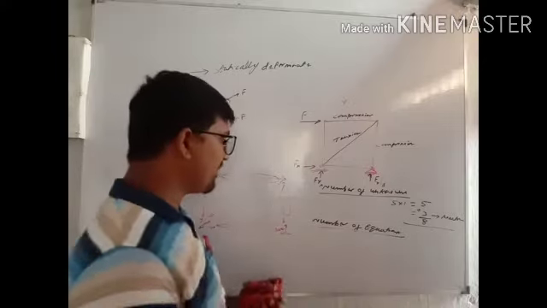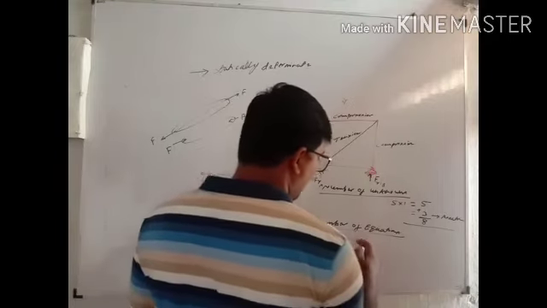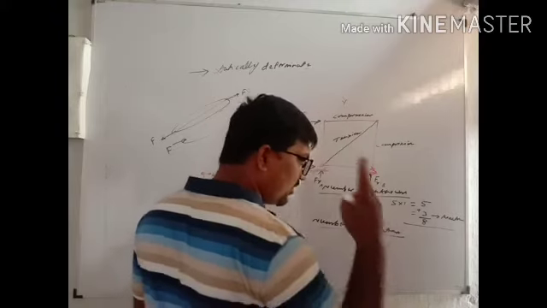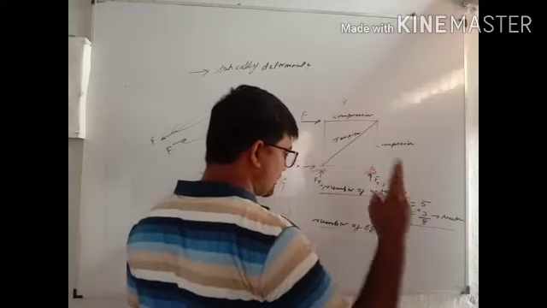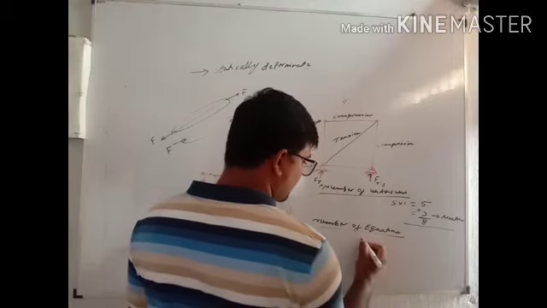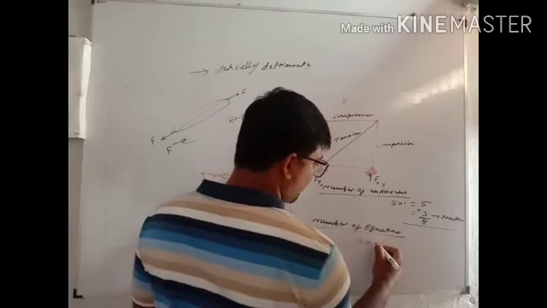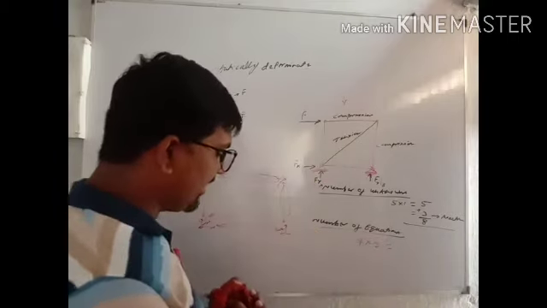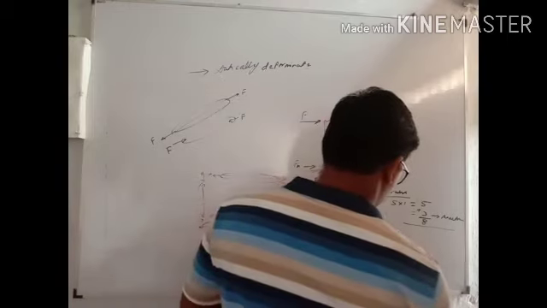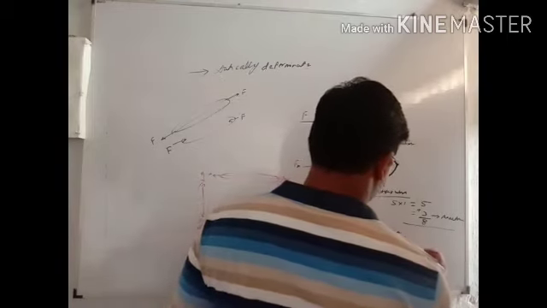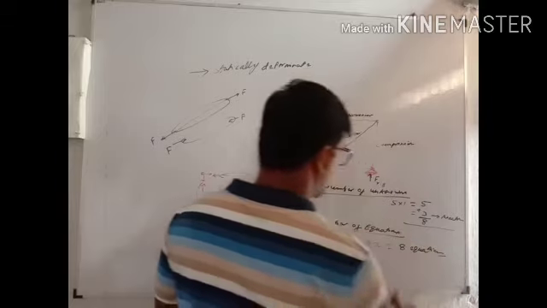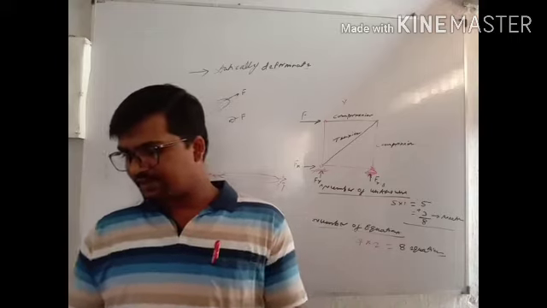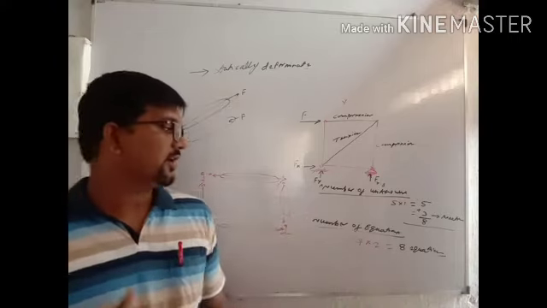Same thing for the number of equations. See the joints. One joint gives 2 equations. Here there are 4 joints, so 4 into 2, total 8 equations. So this is how we define the number of unknowns and number of equations.